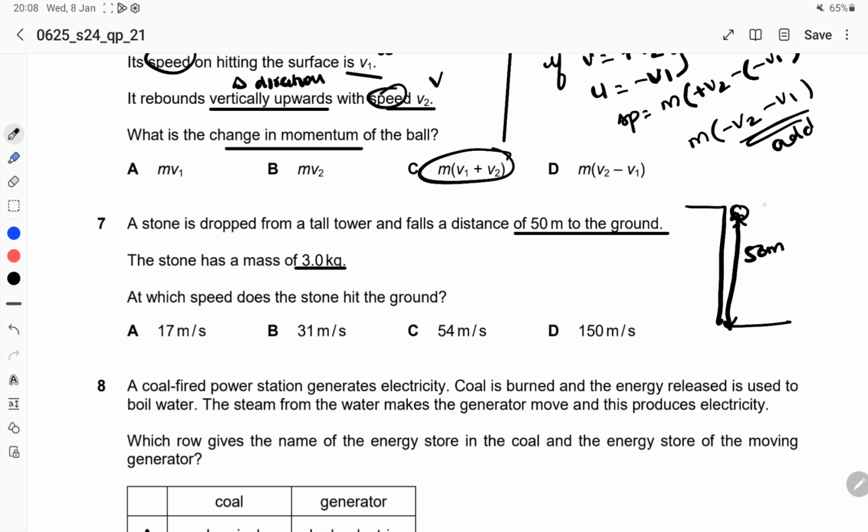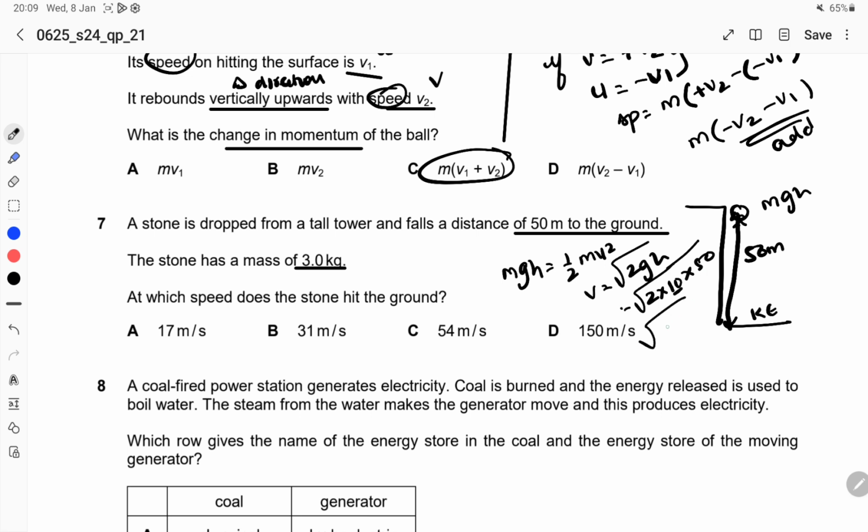We know at this height the stone has mgh. Just before hitting the ground, all its GPE gets converted to KE, which means my mgh gets converted to half mv square. You can get rid of the mass, you get velocity is under root of 2gh. So under root of 2g, I don't have a calculator, 10, height is 50. Just remember, you cannot take this value as 10, you have to take it as 9.8.